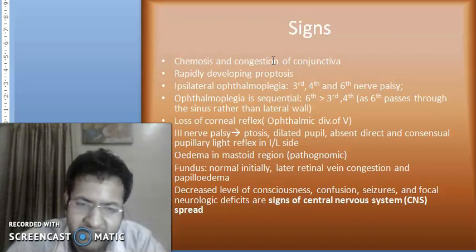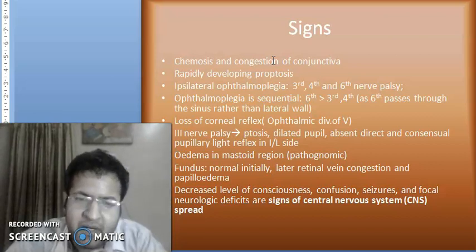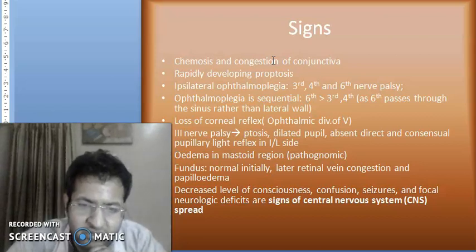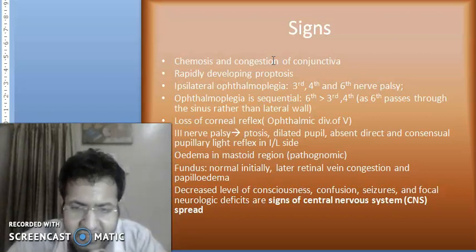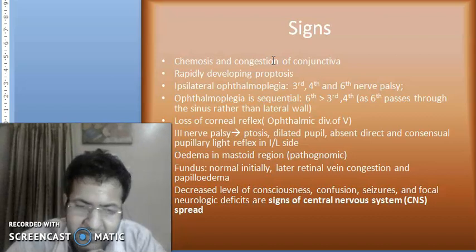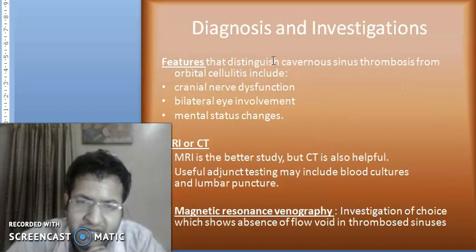Okay, the fundus. The fundus is normal initially, but later the retinal vein congestion and papilloedema can be seen. Decreased level of consciousness, confusion, seizures, and focal neurological deficits are seen, which are the signs of CNS spread of the infection. What are the diagnosis and investigations done in CST?